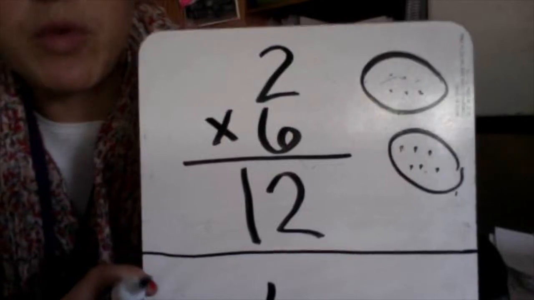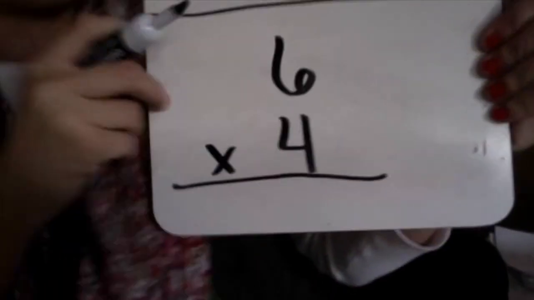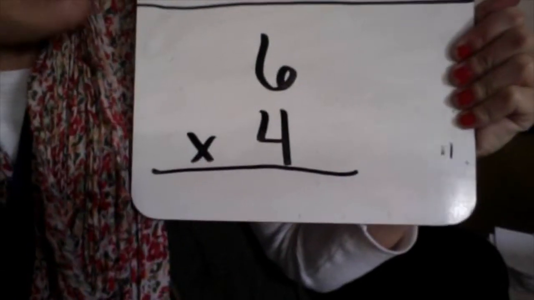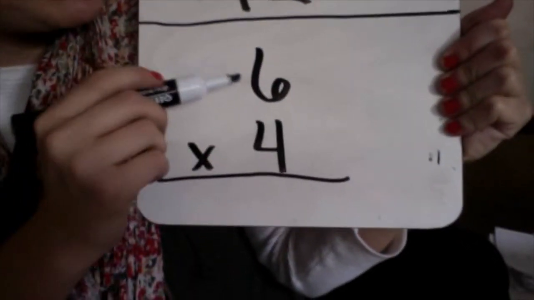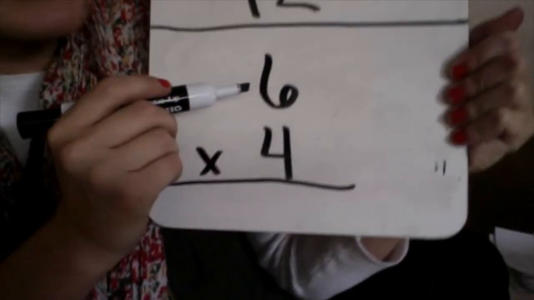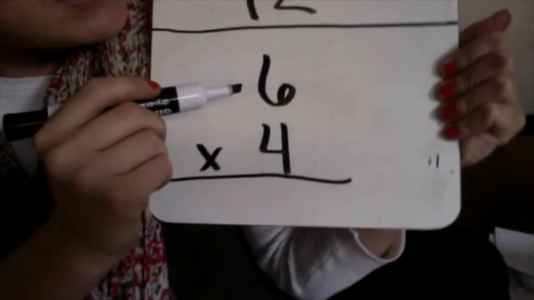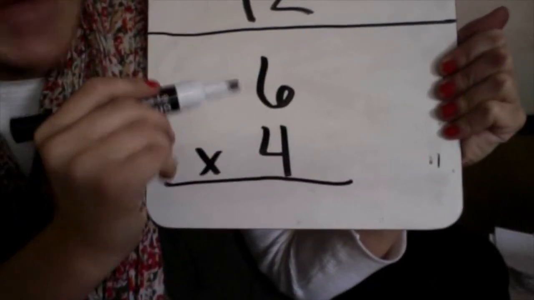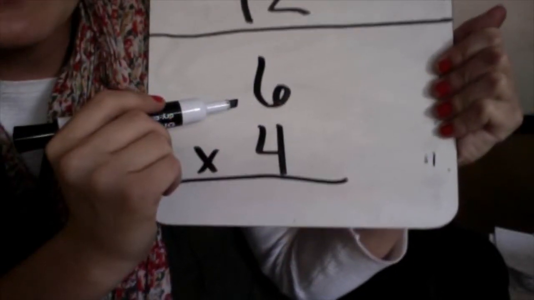Let's try one more. Let's work with the number sentence 6 times 4. Now, this one's a little bit more tricky. And if I were to look at this 6 times 4, that would be 6 groups of 4. But I don't want to draw that many groups because it's going to take me too long. So what I'm going to do is flip it. I would rather draw 4 groups and put 6 in each. So do that with me.